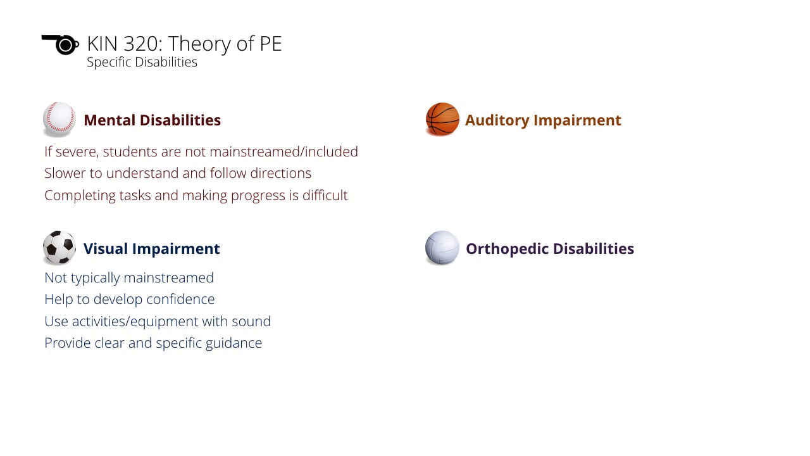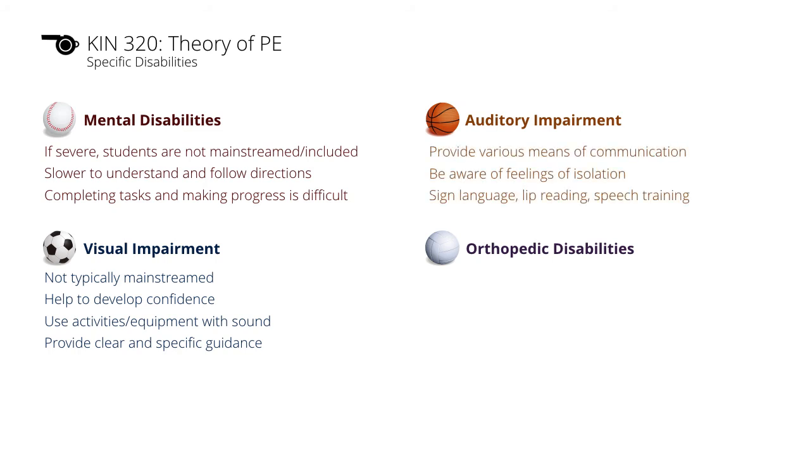They need to have a lot of hands-on experiences in order to help them overcome their disability and boost their confidence. There's also students that have auditory impairments. And when you have a student that does have difficulty in hearing, you want to provide a lot of different means of communication. You want to be aware of the feelings of isolation. Sometimes they have a one-on-one aide that will use sign language. Sometimes those students do understand lip reading. They do have speech training, but regardless, there's a lot of visual stimulation that's required for students that do have an auditory impairment.